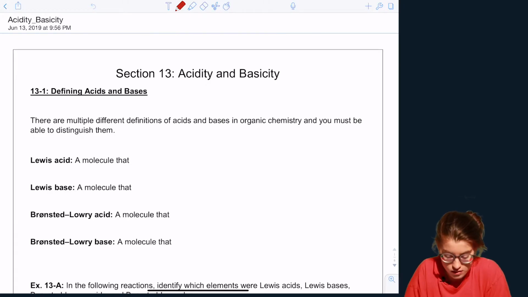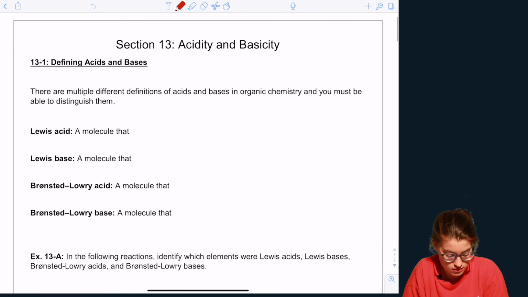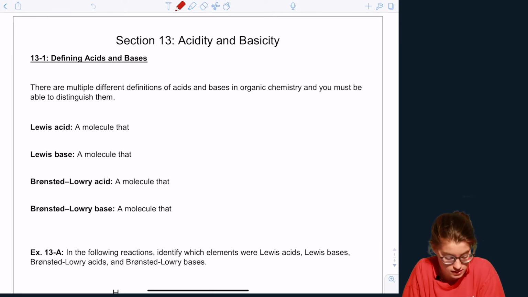So in this section, we're going to be talking about acidity and basicity. First, starting off, we have to define acids and bases. There are multiple different definitions of acids and bases in organic chemistry, and you must be able to distinguish them.